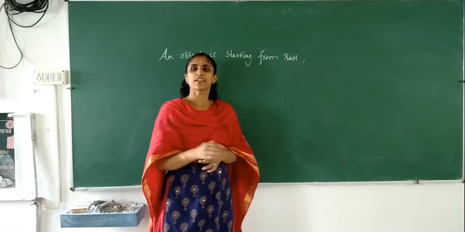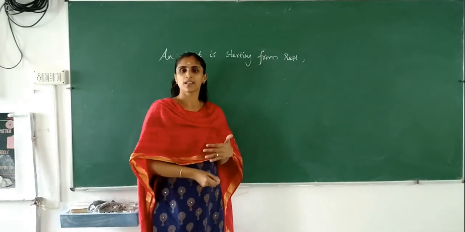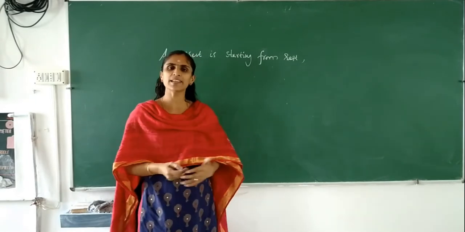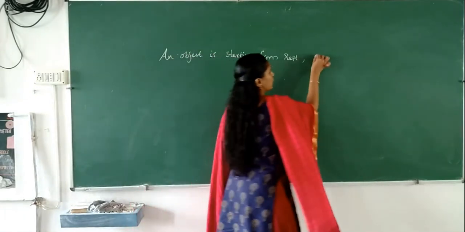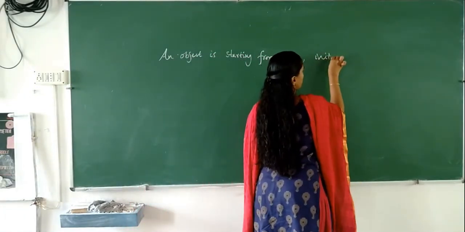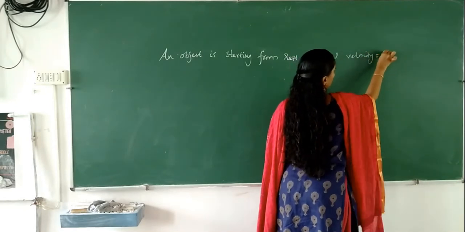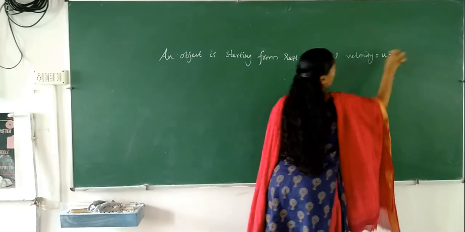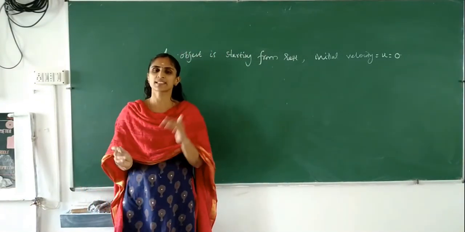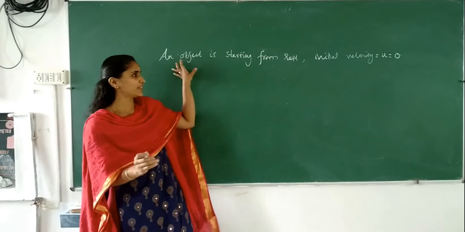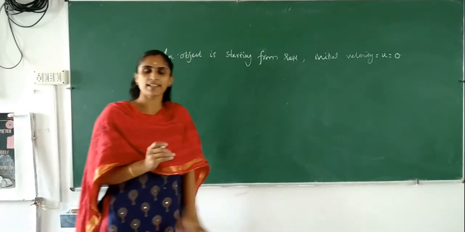If it is given that an object is starting, a train is starting from a station, a car is starting, what will be the initial velocity? Initial velocity you can take as 0. It will not be given in the question. You have to identify it by seeing those sentences. So if it is mentioned that an object is starting from rest, you have to take initial velocity as 0.